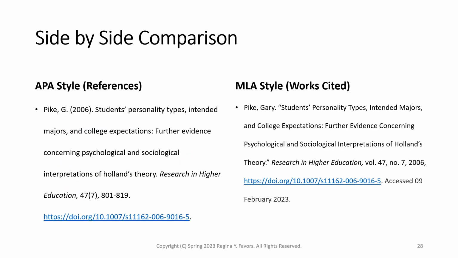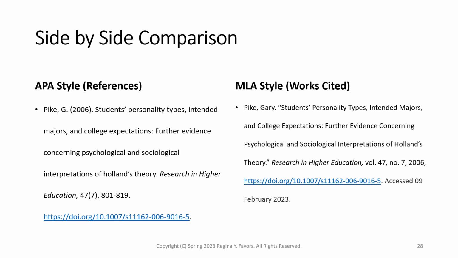And then here's a side-by-side comparison. So this is MLA. For APA, the works cited actually would be references. For MLA, it will be works cited. So again, when you are formatting for APA, and remember, you are not formatting your paper for APA, this is just a demonstration document. So Pike, comma G, 2006 in parentheses, the year, and then all major words are lowercase except for the first one and the one right after the colon. And then, of course, Research in Higher Education and information after that, and then the DOI.